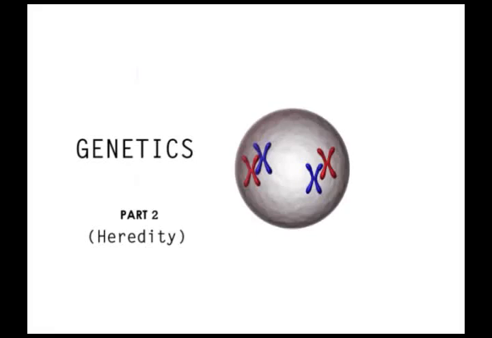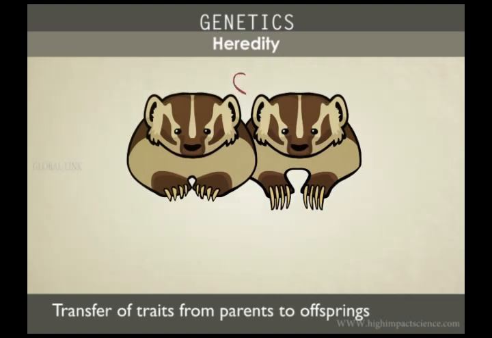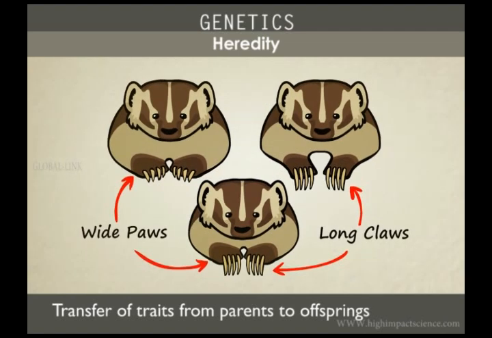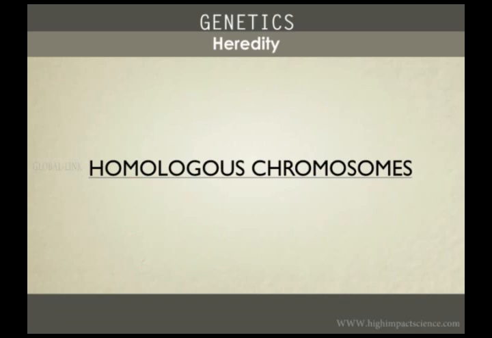Now, in this second part of genetics, we will look at heredity, which is basically the study of how traits or characteristics are transferred from parents to offspring during reproduction. In order to understand inheritance, we first need to understand the concept of homologous chromosomes.